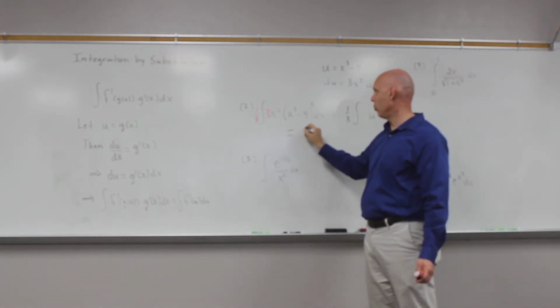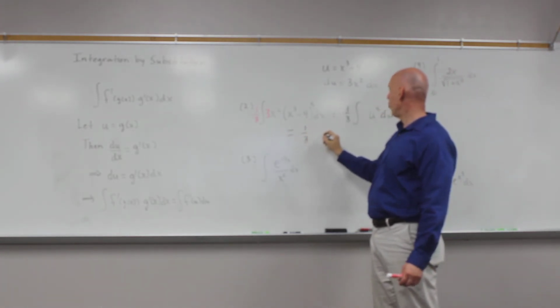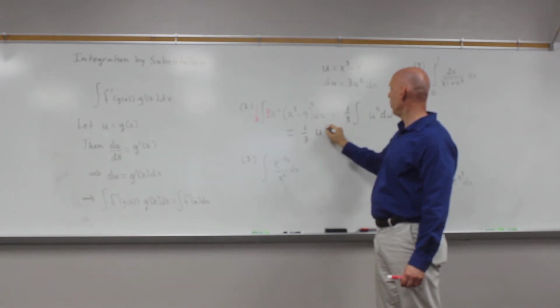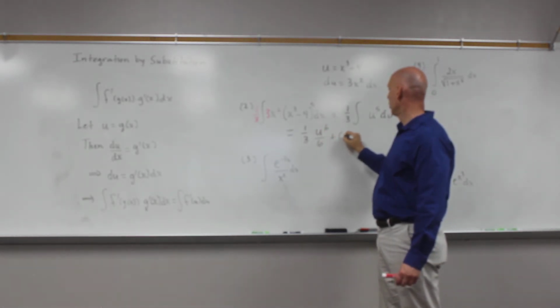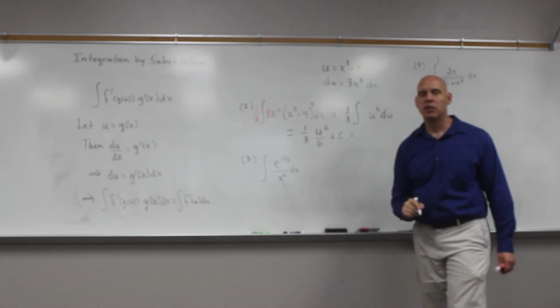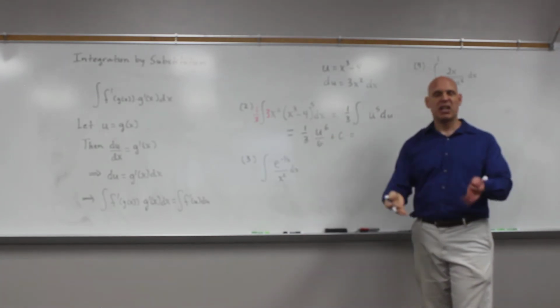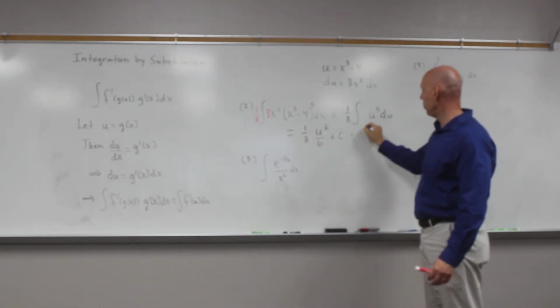I'm down to a power rule. I have 1/3 u to the 6th over 6 plus c. Making it look nice, back substituting.